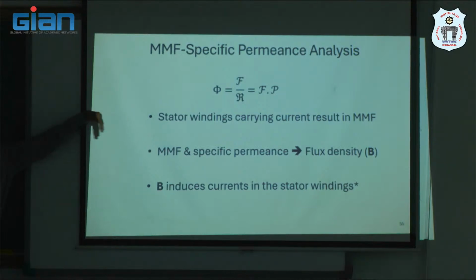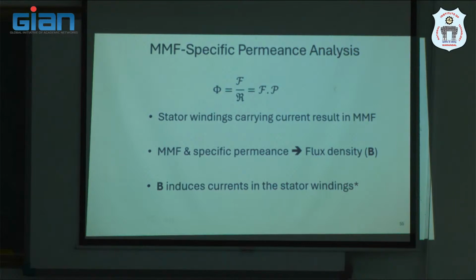This MMF, when interacting with the non-uniform distribution of air gap, will produce some flux density in the air gap. This flux density will induce currents in the stator coil itself, provided certain conditions have to be met. So that's the core of the problem.